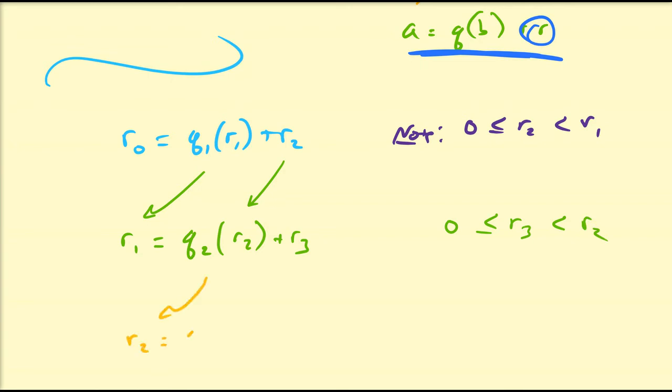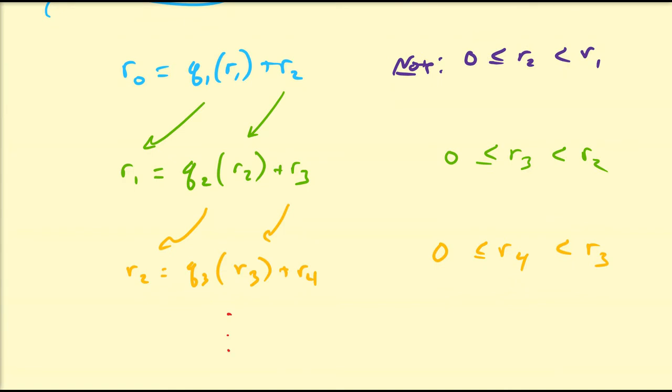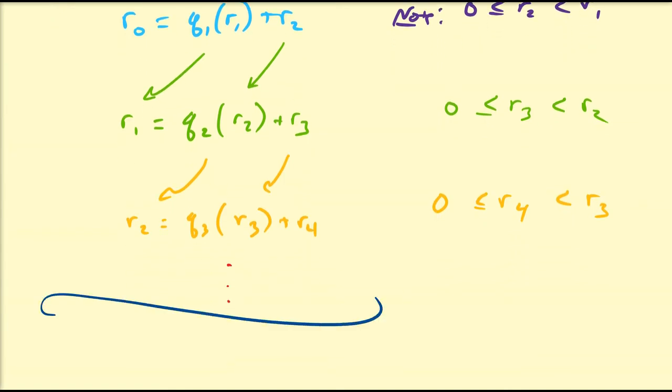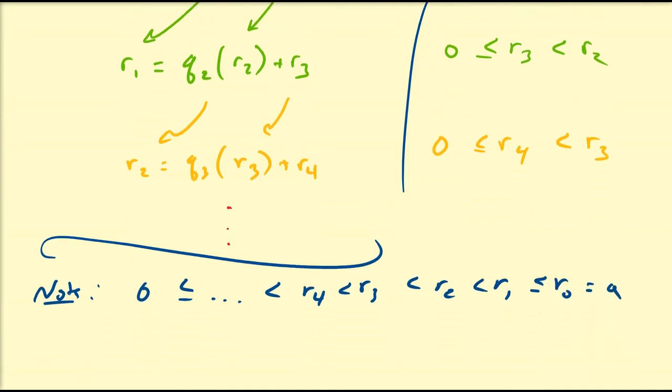R2 comes down, we have another quotient Q3, then R3 comes down, and we have a new remainder R4. So again, 0 is less than or equal to R4, and that's less than R3. And the Euclidean algorithm, as we should already be familiar, continues on. We need to make a couple of observations before we make the next step. Let's focus on these inequalities that we've built on the right-hand side here. We have 0 less than or equal to R4 less than R3 less than R2 less than R1 less than or equal to R0, which is equal to A.